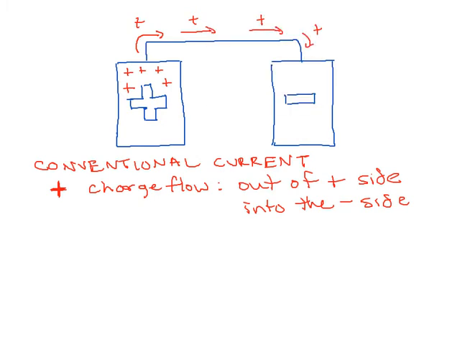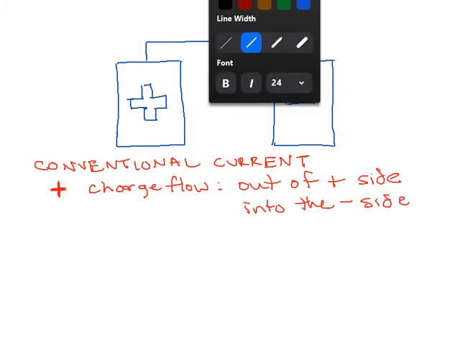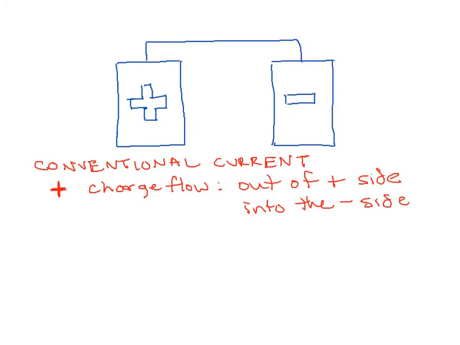Now, there's another way to explain what we're seeing here. Where we say instead of pluses flowing out of the plus side, we know that there are particles called electrons, and we know that they're negative. Another way to think of this is that when you have a negative charge, that means this side is full of electrons, which are negative.